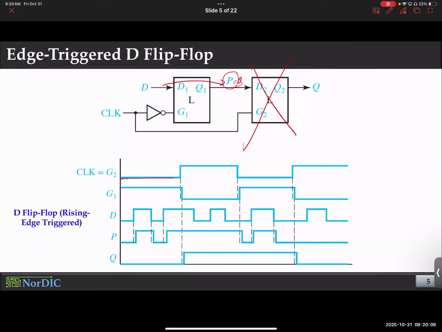But when you go from 0 to 1, notice now this clock is 1. So this input is 0. This input is 0. That means it will stop sending the data to the output.